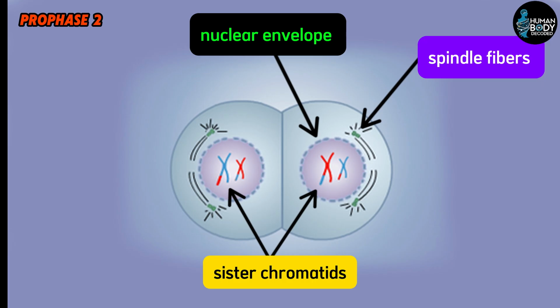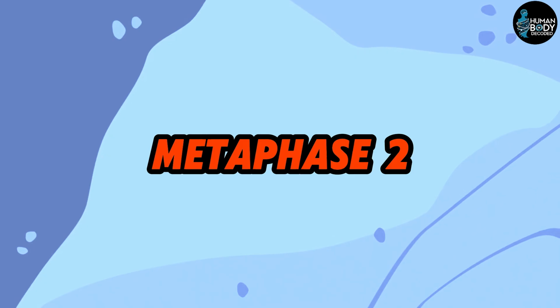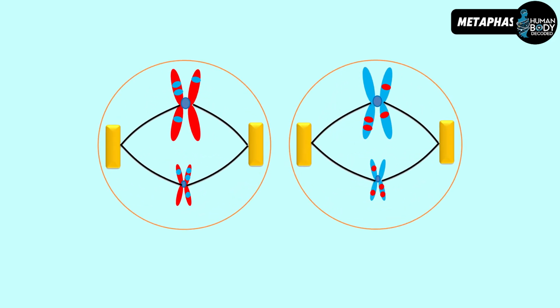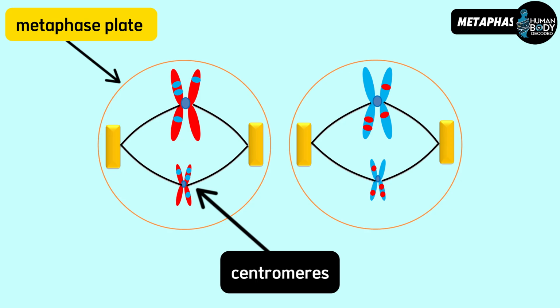Now, we come to the second phase of meiosis II, which is metaphase II. You can call it lining up for the final split. During metaphase II, the chromosomes align along the metaphase plate, much like they do in mitosis. This stage sets up each chromatid for separation, with spindle fibers attached at the centromeres.